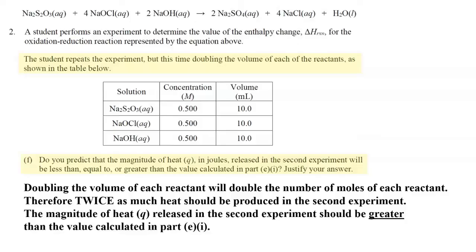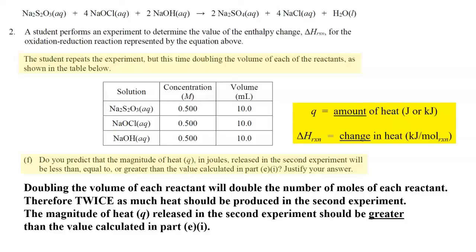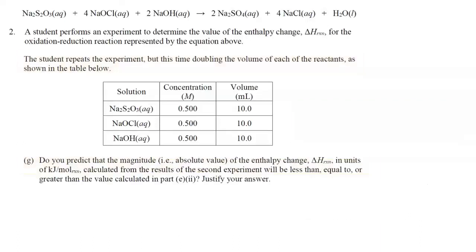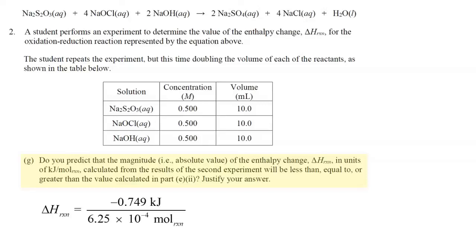Let's take a look at our answer to part G. So we've just doubled all of the reactants and we've doubled the amount of heat produced. So Q is the amount of heat, whereas delta H is the change in heat. So here is part G. Do you predict that the magnitude, that is the absolute value of the enthalpy change, delta H reaction, in units of kilojoules per mole of reaction, calculated from the results of the second experiment, will be less than, equal to, or greater than the value calculated in part E-II? Justify your answer. So it's very tempting to say we're doubling the heat, we're doubling the delta H, but this is a ratio.